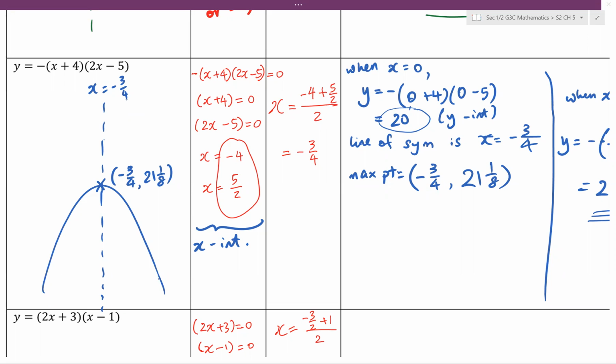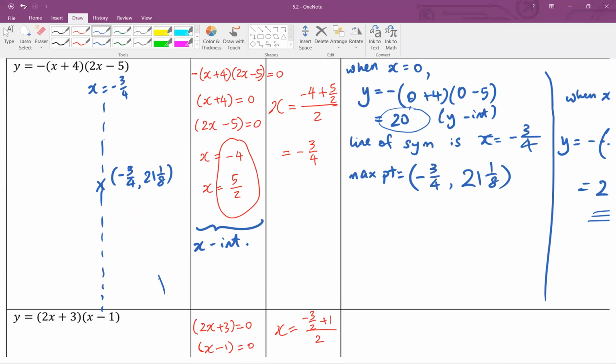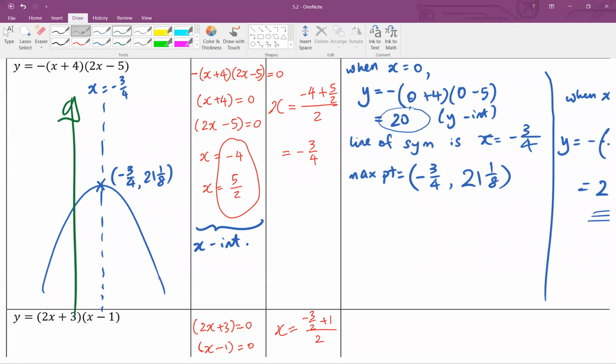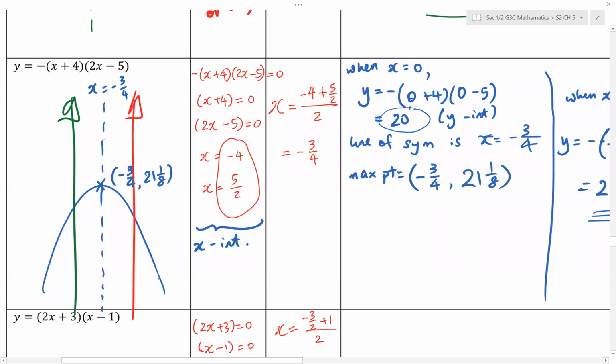Is the Y axis going to be on the left side or the right side? The clue is the line of symmetry. Line of symmetry says x value. X value is -3/4. So think about it.